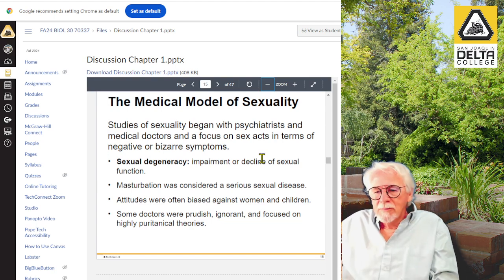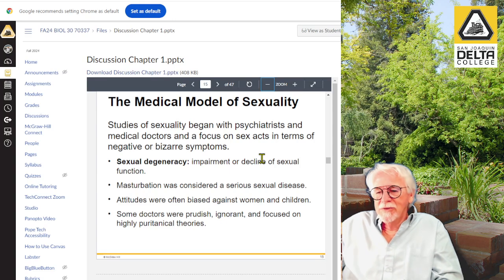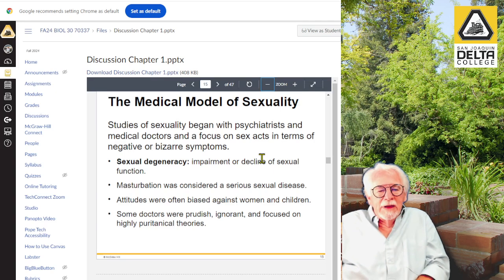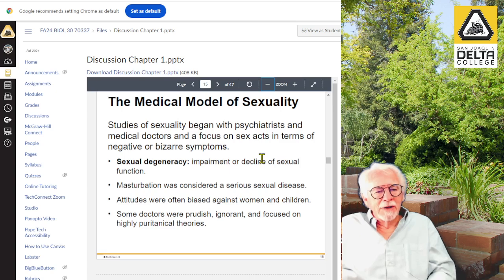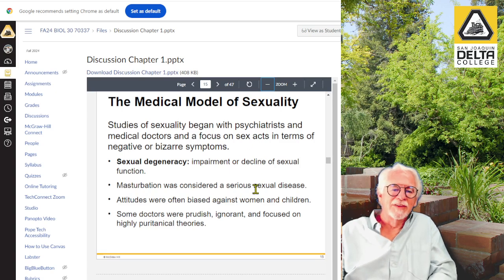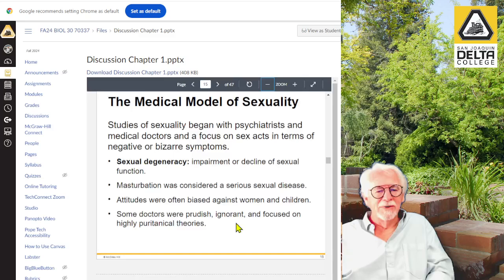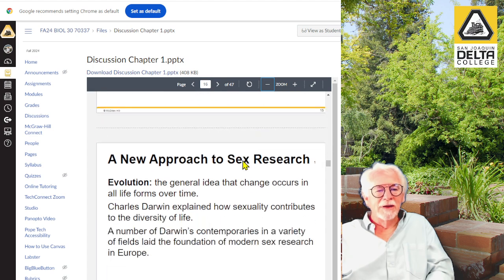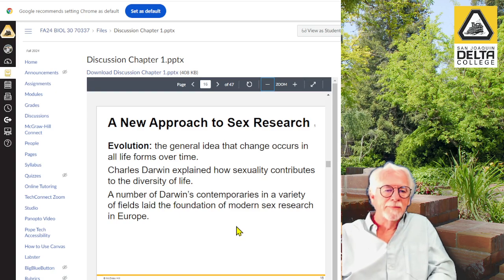So when we talk about the medical model, the first thing we talked about in the first research on sexuality was the medical model, which was a little bit off the mark, right? Almost everything sexual was some type of deviation from the average, right? Masturbation was considered a serious sexual disease. There was a lot of bias, right? People were prudish, ignorant, and puritanical theories were based on religion.